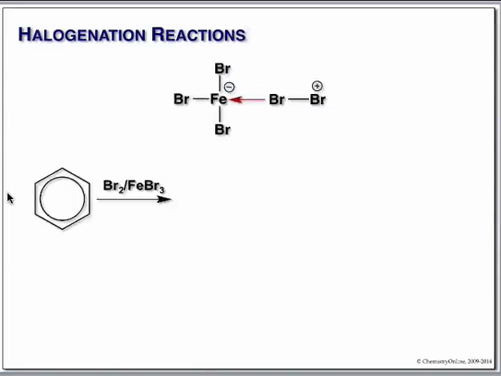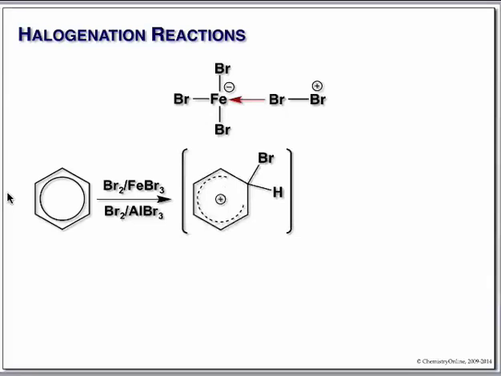Now this is going to come and sense the huge electron density here of our pi cloud. We're going to form a pi complex, but that is rapidly going to rearrange. Oh, we could also use aluminum bromide. That's going to rearrange to a sigma complex that looks like this. Now what we've done is simply add the electrophile to the ring. When we do this, of course, we destroy the aromaticity. So this ring is no longer aromatic.